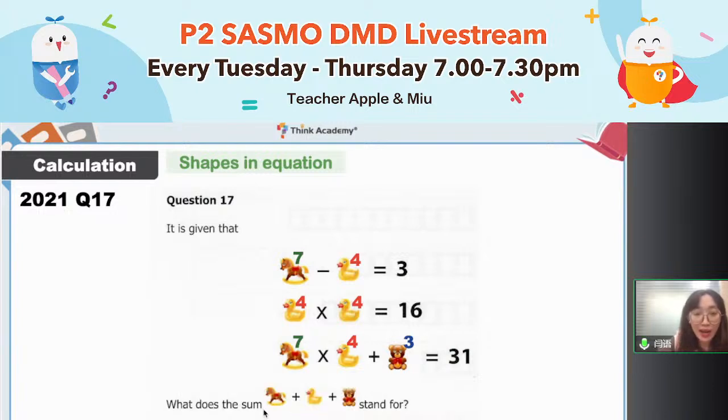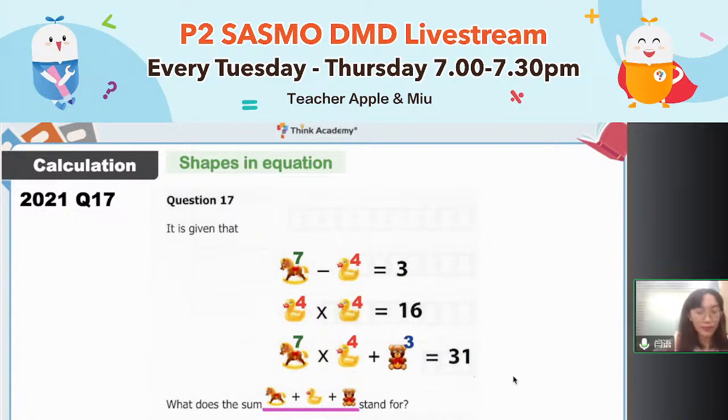What is the question asking you? What does the sum, the horse plus duck plus bear, mean? You need to add all of them together, right? So your final answer should be 7 plus 4 plus 3 equals 14. Okay, this is your final answer. Do remember that. Your final answer should be 14, instead of 7, 4, 3. You cannot just write it separately. Write down 14. Understand now?